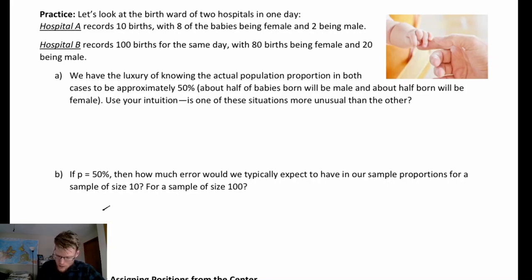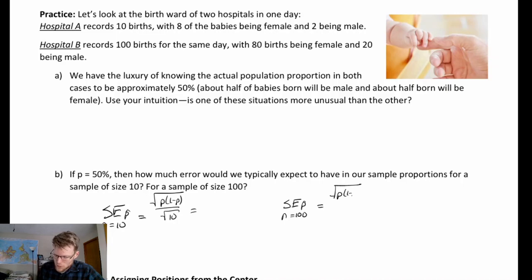Because we know the standard error of p hat when n equals 10 is going to be the square root of p times 1 minus p, over the square root of 10. And we also know that the standard error for p hat when n equals 100 is going to be the square root of p times 1 minus p, over the square root of 100. So if I calculate those two things, p is going to be 50%, so my numerator is going to be 0.5 times 0.5, and then the square root of that is actually just going to take me back to 0.5 in the numerator for each.